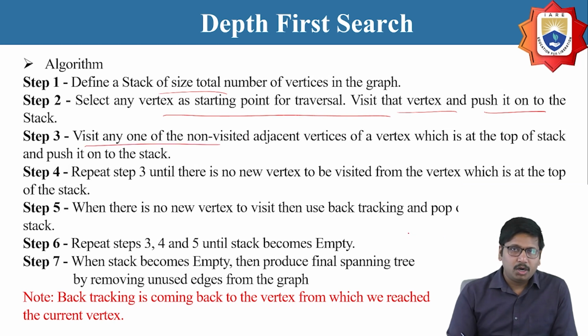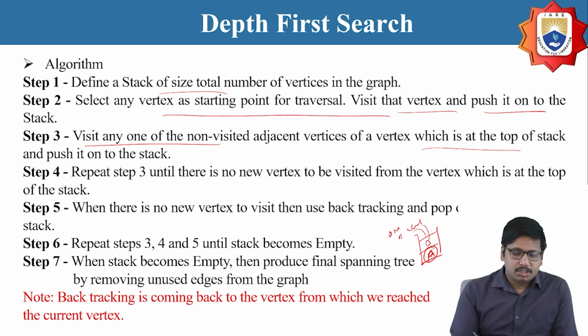Visit any one of the non-visited adjacent vertices which is at the top of the stack and push it onto the queue. So whenever I'm going to insert an element from the stack, I have to identify only any one vertex that should be adjacent to A. That means the top of the stack, and that one is going to be pushed onto the queue.